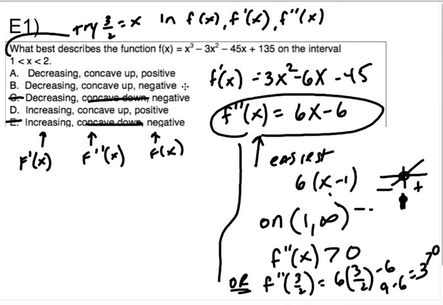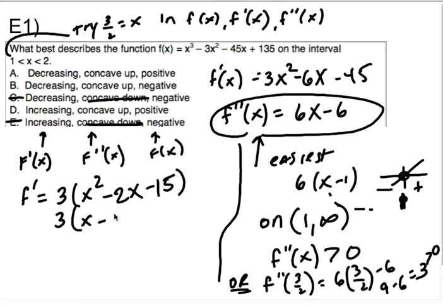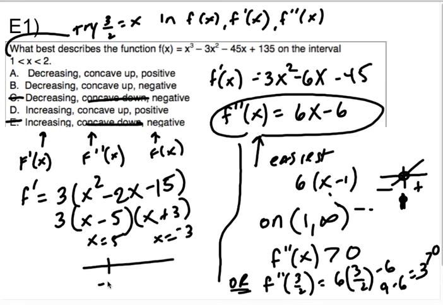The next easiest one to deal with is probably f prime, right? So I'm going to go ahead and look at f prime. I can yank out a GCF of 3 if I want. You certainly don't have to. But if you do, you end up getting this, which you could factor if you want. Again, this is entirely up to you and where you feel your own skill set is. This thing has zeros at x equals 5 and x equals negative 3, right? So if you look at this as a quadratic with a positive leading coefficient, you can see that on the window from 1 to 2, which is definitely where this window is, right?